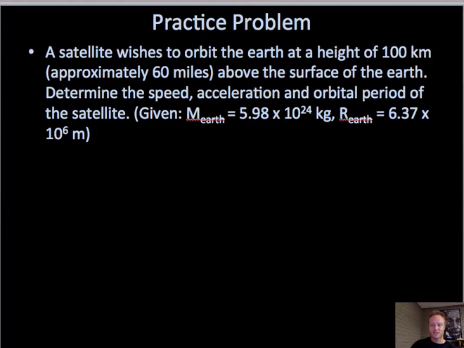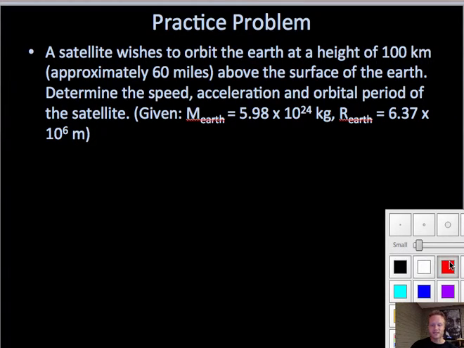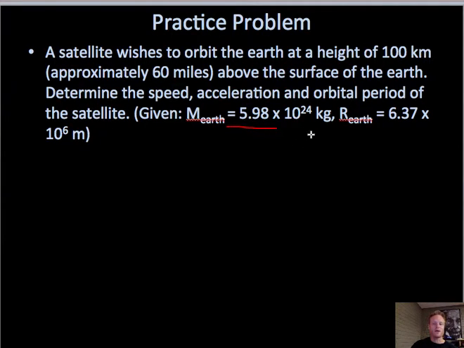And they give us some information up there. Basically, they tell us that the mass of the Earth is this, and I would not expect you to memorize that. I would always give you that. And the radius of the Earth is that, and I would not expect you to memorize that either; I would give it to you.